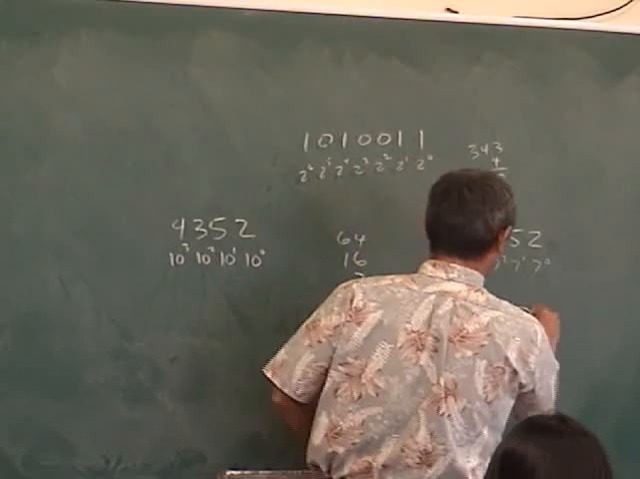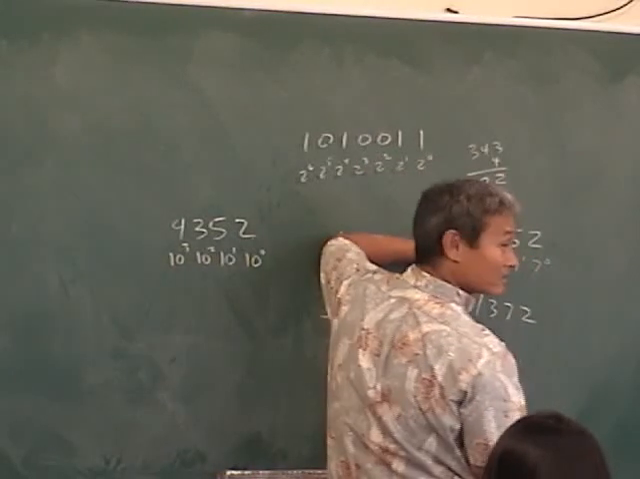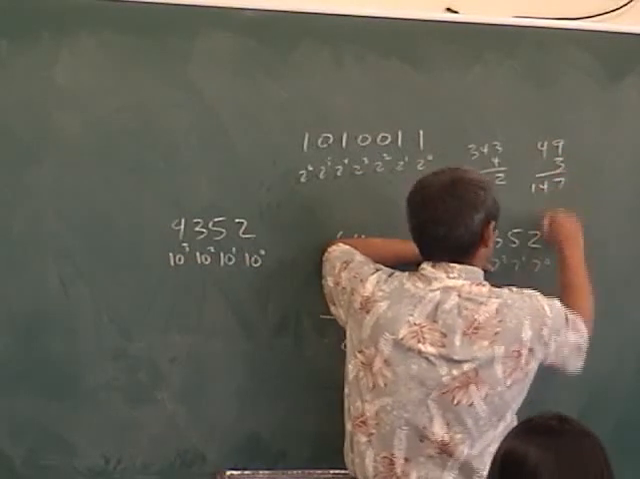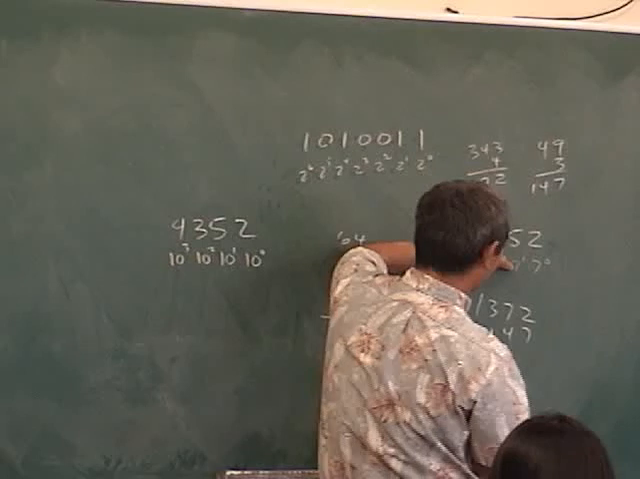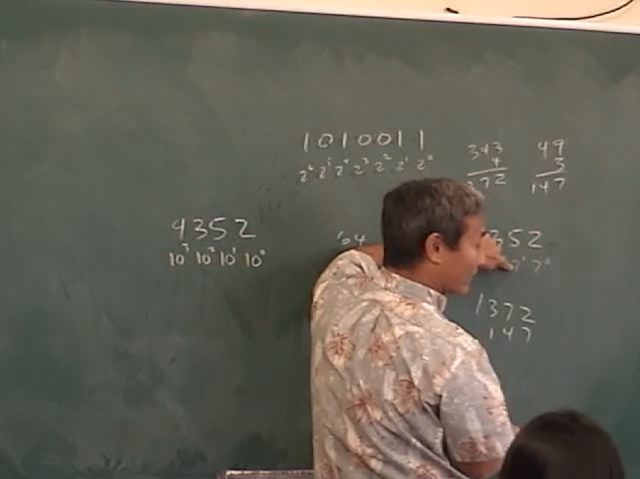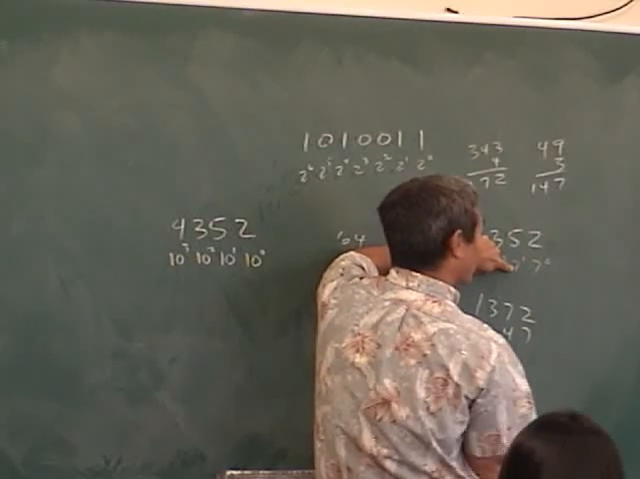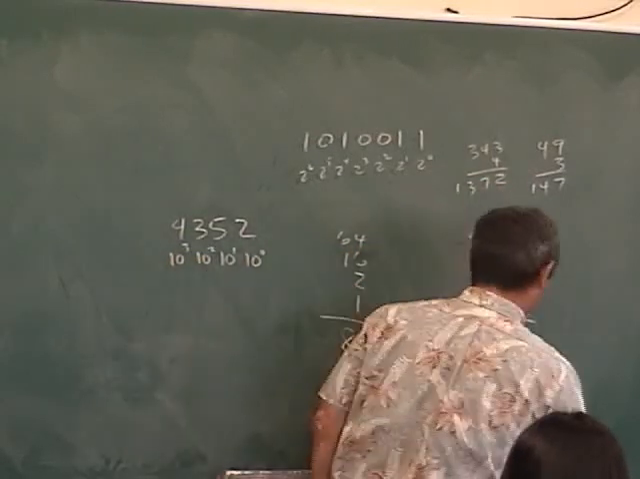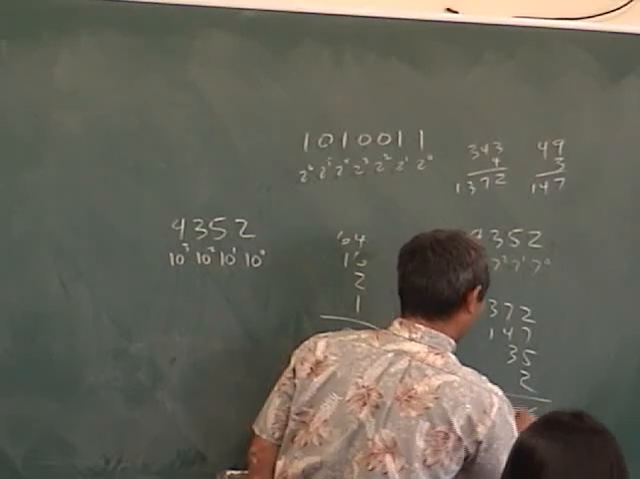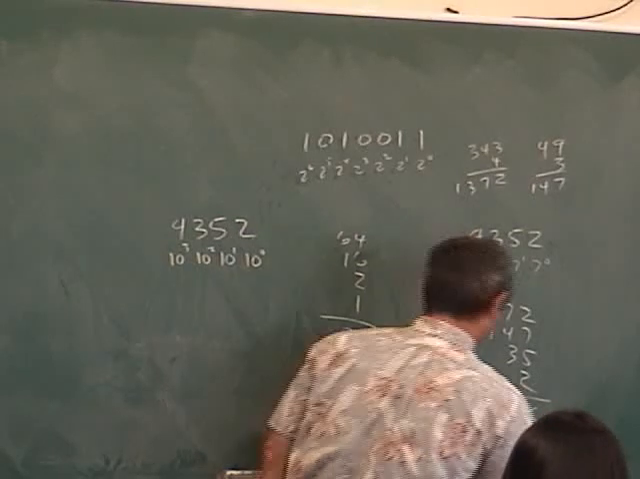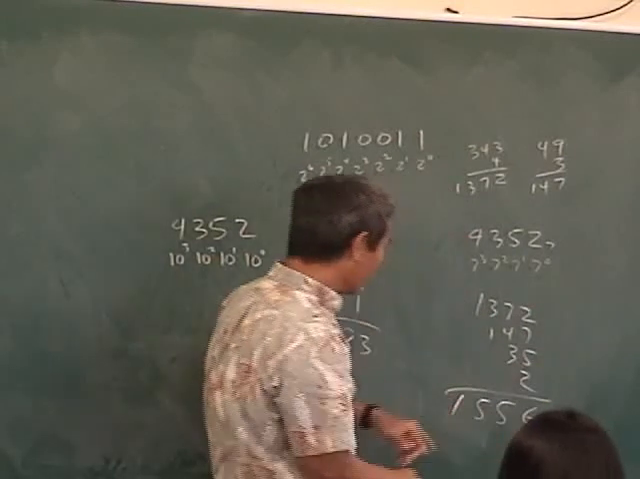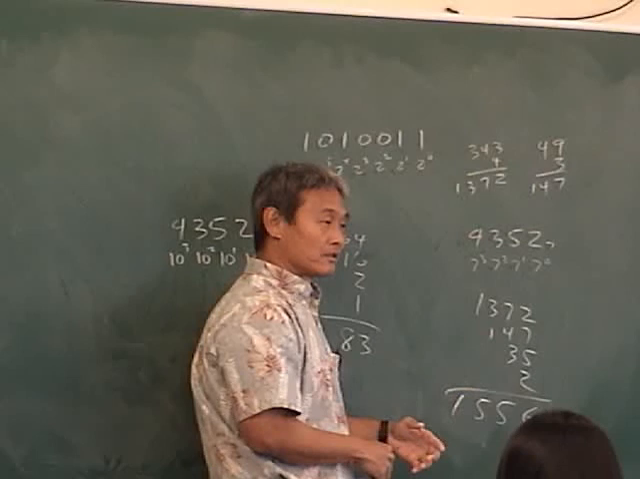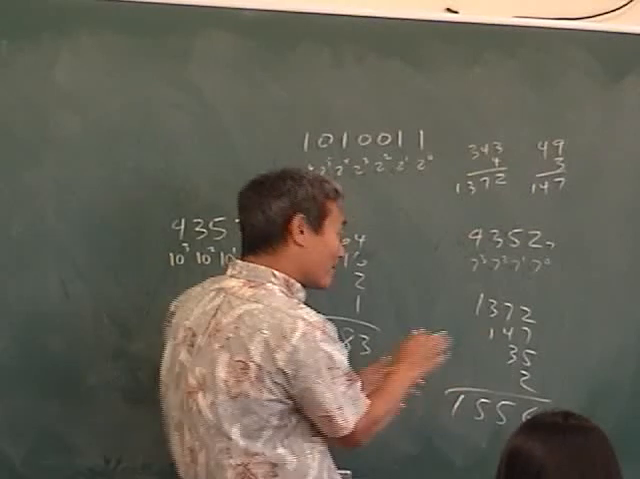1372. Okay, and then you have 3 49s. What's 3 times 49? 147. And then I have 5 7s. What is 5 7s? Are you serious? 35. And then I got 2 ones. 2. So if you add them up, what is that? 6, carry 1, 5, carry 1. So this number in base 7 is equal to 1,556 in base 10. Somewhere in elementary school you have to have learned different bases.